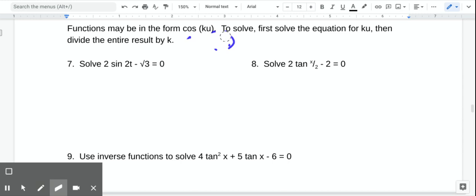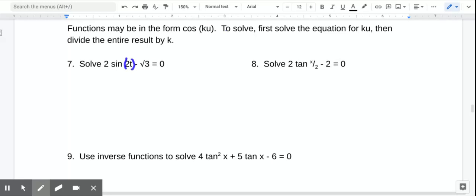So I'll show you some examples of this. But we're just going to do the whole entire problem. And then at the very end, we'll divide everything by 2 or whatever it is. So we have 2 sine of 2t minus root 3 equals 0. So notice it's sine of 2t. It's not just an x. Ignore the 2t. Just solve it like normal.